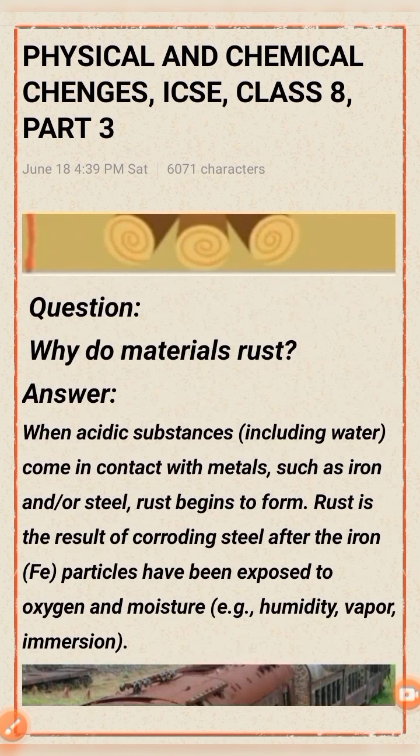Next question, why do materials rust? When acidic substances including water come in contact with metals such as iron or steel, rust begins to form. Rust is the result of corroding steel after the iron, that is Fe, particles have been exposed to oxygen and moisture. Example, humidity, vapor, immersion.